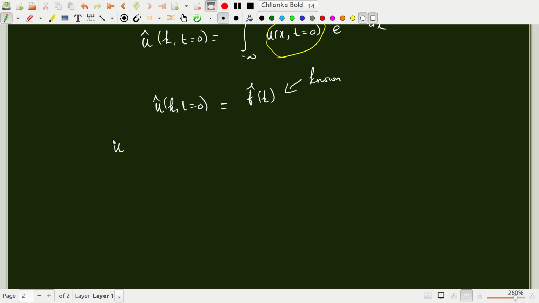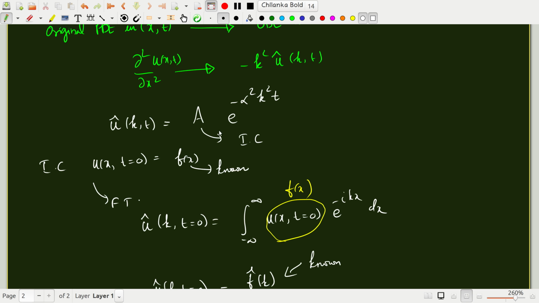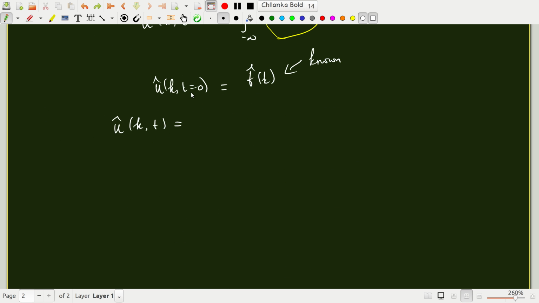Okay, so u hat of k, t is nothing but, if I use this initial condition out here, now if I put t equal to 0, this becomes 1. So A becomes simply u hat of k at time t equal to 0, which is what we found as f hat of k right here. So u hat of k, t is f hat of k e to the minus alpha squared k squared t.